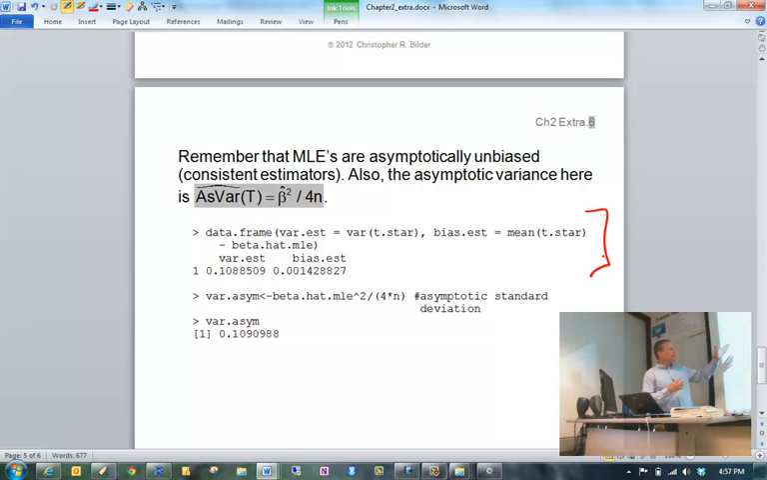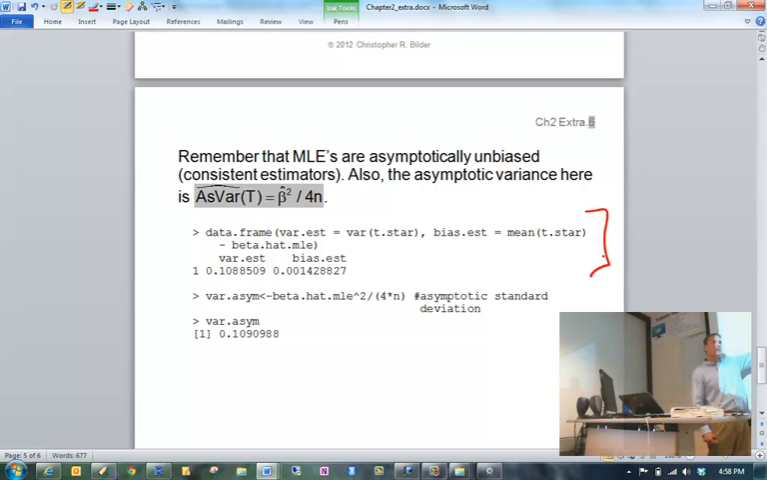So let's look at now. I have all these t stars. I'm not going to go through all the resampling how I did before. If I find a var t star, you get 0.1088. I can also do the estimate of the bias as well. So now you know how good that estimate of the MLE, how good that maximum likelihood estimator is.